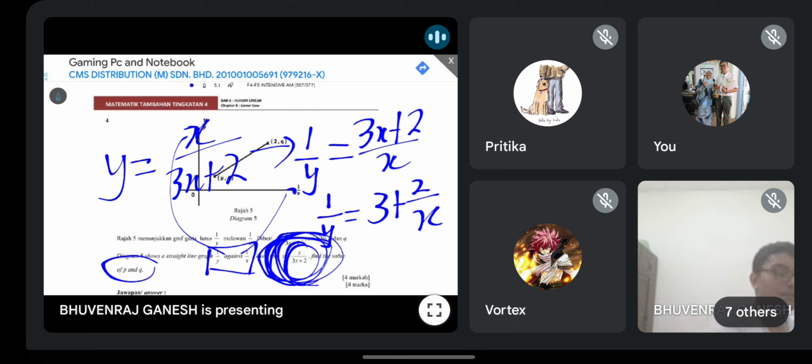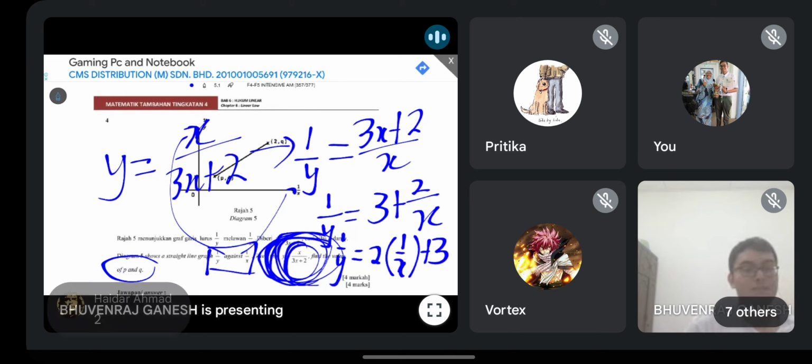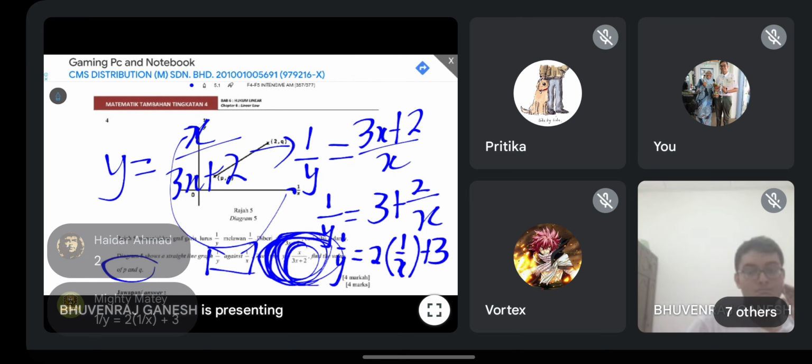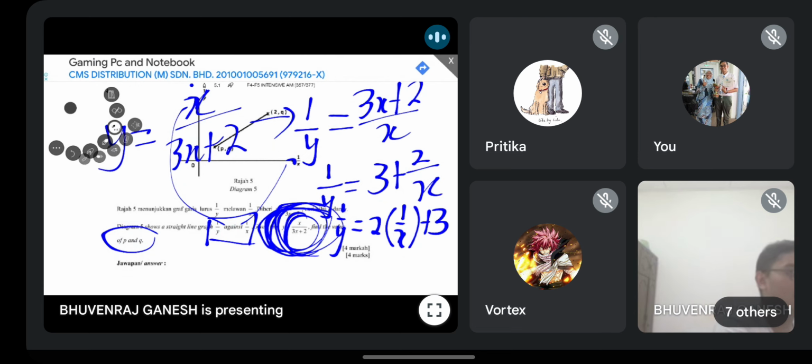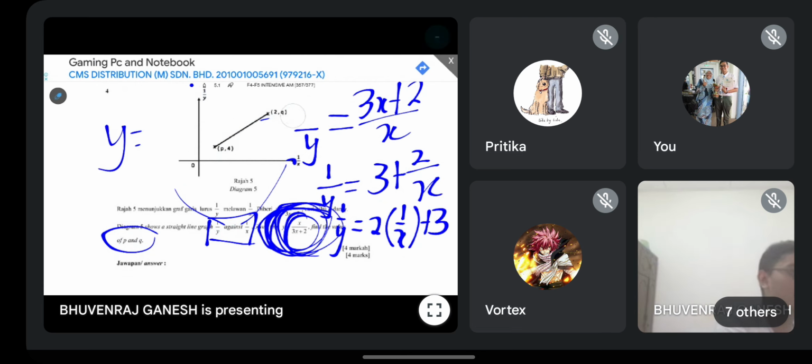Okay, so now you can see already lah, guys. So can you tell me, guys, what is your gradient value here? Apa kecerunan kamu kat sini? Yes, 2. What is your y-intercept? Okay, 3. Very good. Okay, so that's the answer lah. So now they ask you find P and Q. So guys, what is the idea now to find P and Q? Anyone? Macam mana boleh cari P dan Q?